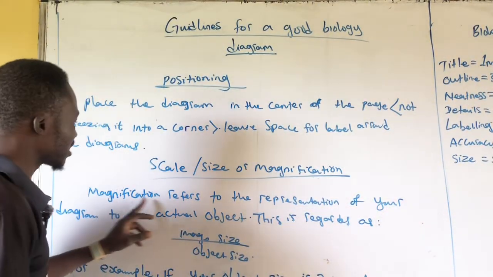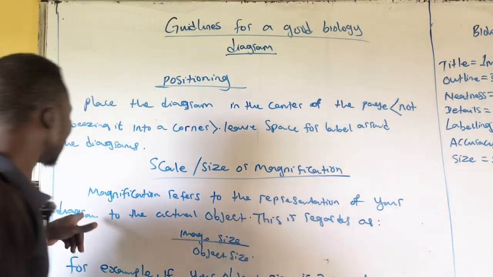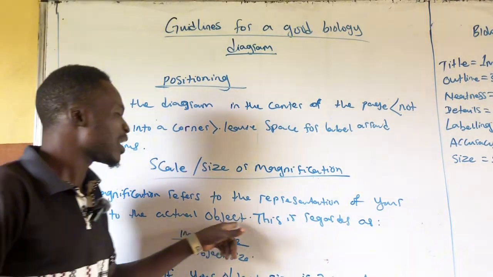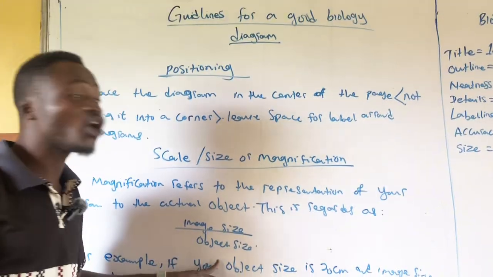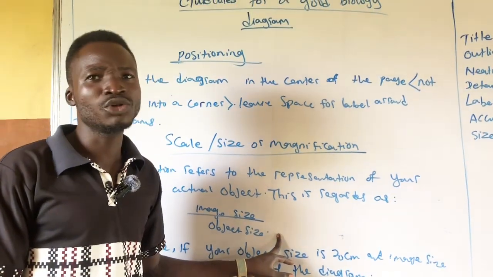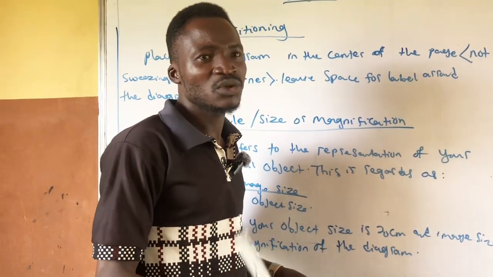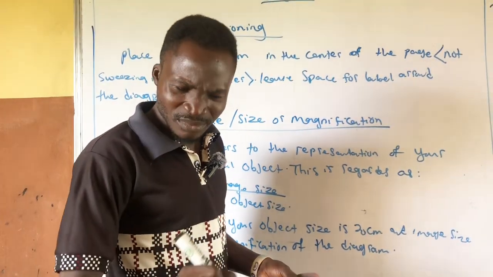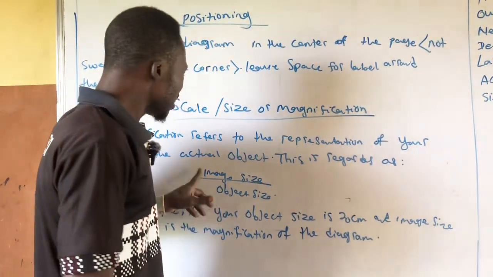Now, magnification refers to the representation of your diagram to the actual object. This is referred to as image size over object size. Please take note of this. I'm not saying in your exam you should be doing the calculation and writing it on your paper. No, that's not what I'm saying. You can easily jot it somewhere, or use your head calculation. Did you get that?